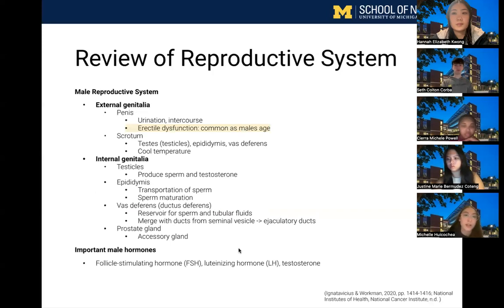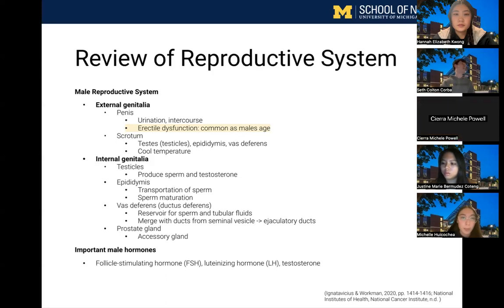So next we'll talk about the male reproductive system. The system also includes external and internal genitalia. External genitalia includes the penis and the scrotum. The penis functions mainly in urination and intercourse. Male sexual responses include erection and orgasms. As men age, a common problem is difficulty in getting and keeping an erection, and this is called erectile dysfunction.